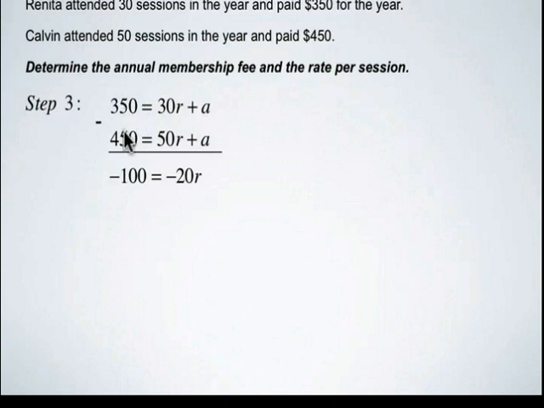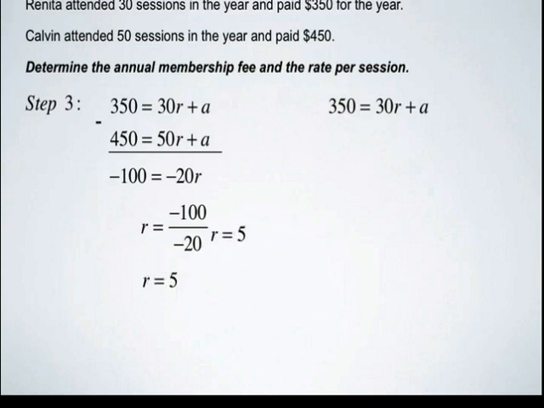So 350 minus 450 is negative 100. 30R minus 50R is negative 20R, and A minus A is 0. When we divide both sides by negative 20 in order to solve for R, we get R is equal to negative 100 divided by negative 20. So R is equal to 5, and that means the amount per session is $5.